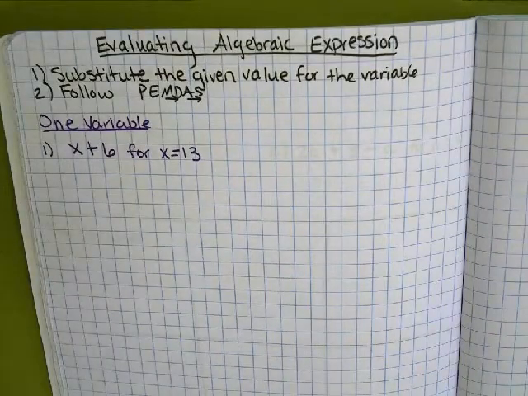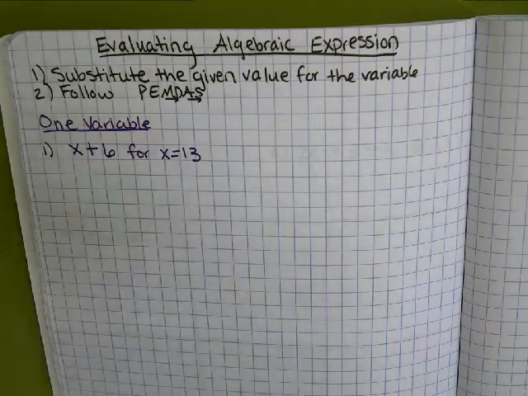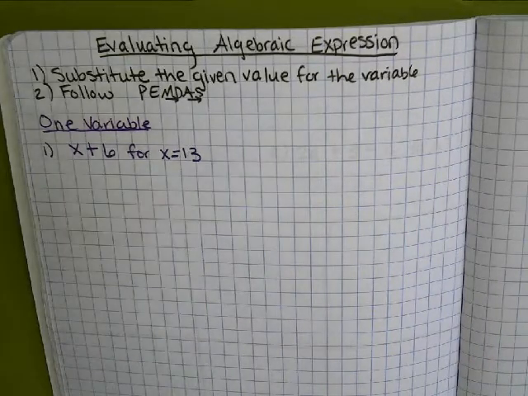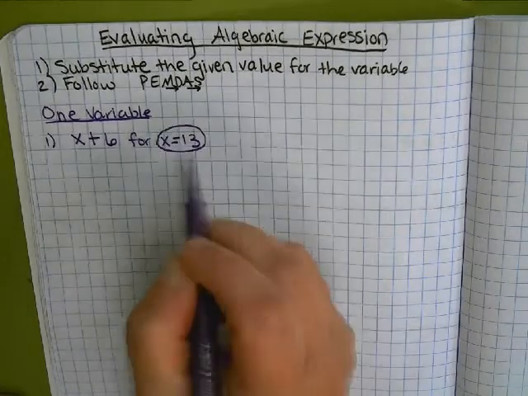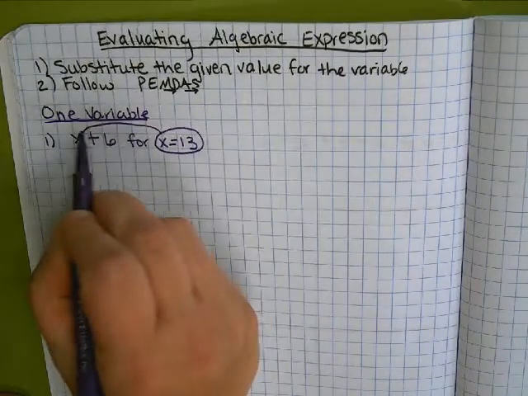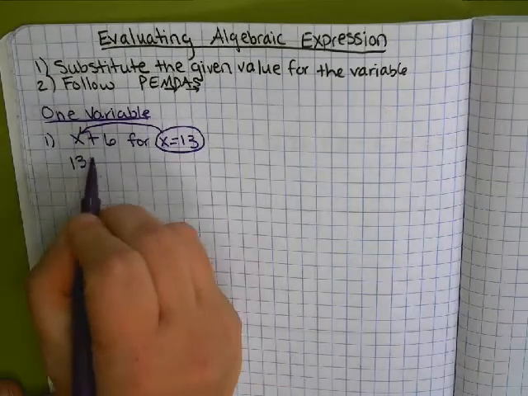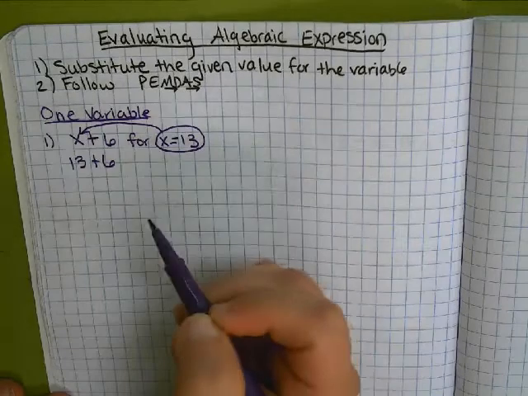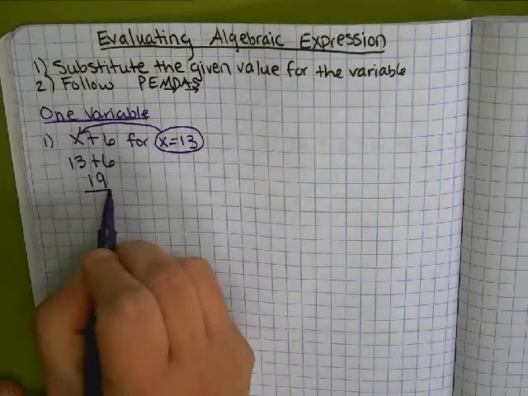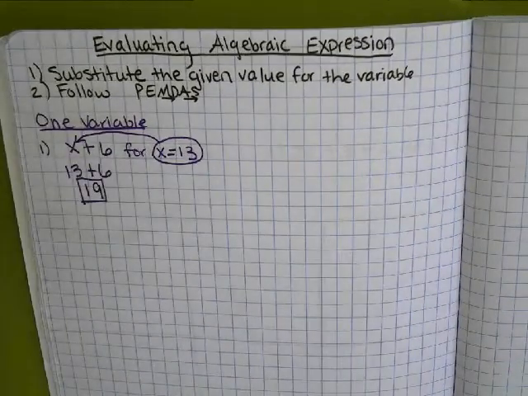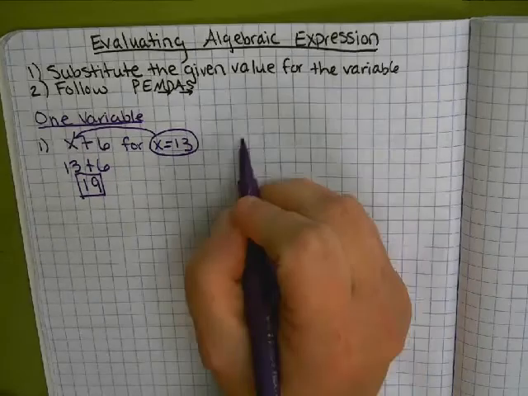So the first step it says to follow is substitute the given value for the variable. So think about a substitute teacher. They come in and take your teacher's place. So in the same way, we're going to sub in what it says x is, the given value, to where x is in our expression. So we're going to plug in that 13 and then fill in the rest. Then it says just follow PEMDAS. So 13 plus 6 is 19. Remember, you can pause and take your time. But let's try a second problem.